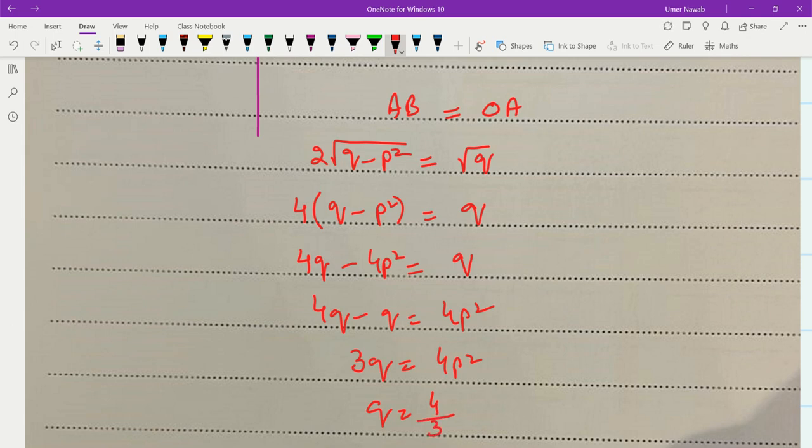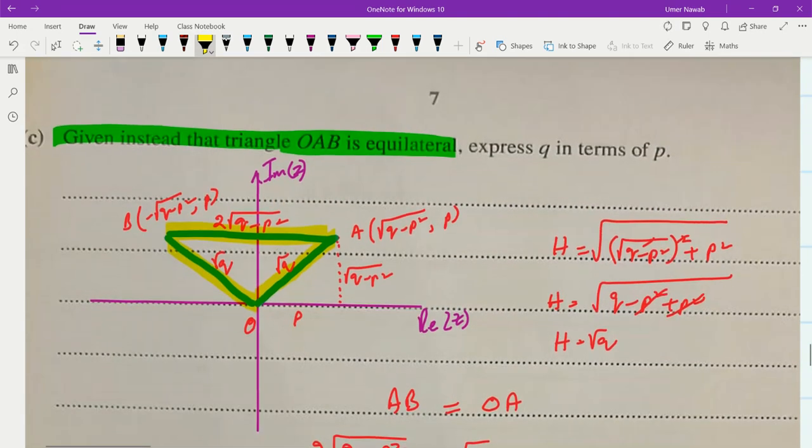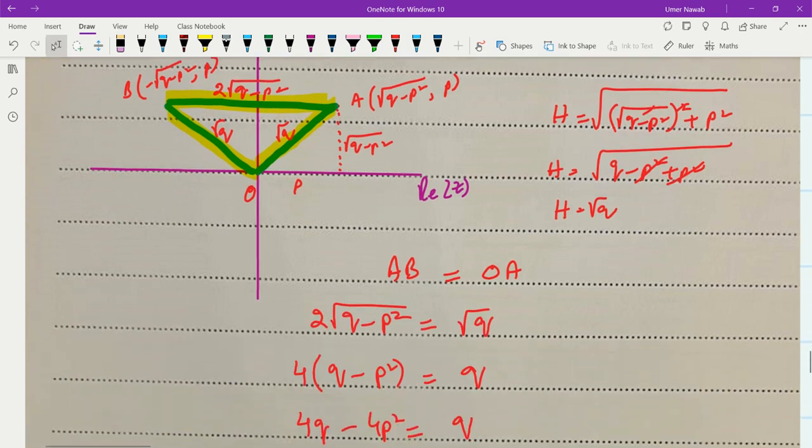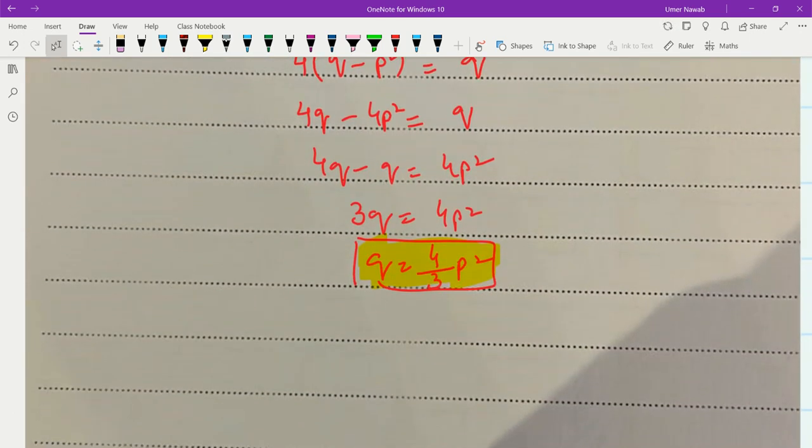Imagine, guys, I found a relationship between p and q which ensures that when I plot these roots, which are represented by points A and B on the Argand diagram, and when I complete a triangle by joining points A and B with O, it will make an equilateral triangle. And if I want an equilateral triangle, I have to select q as 4/3 of the square of p. Then this condition will be satisfied.